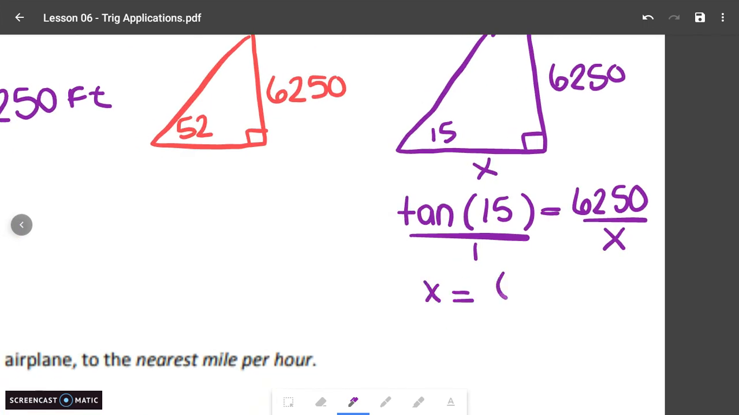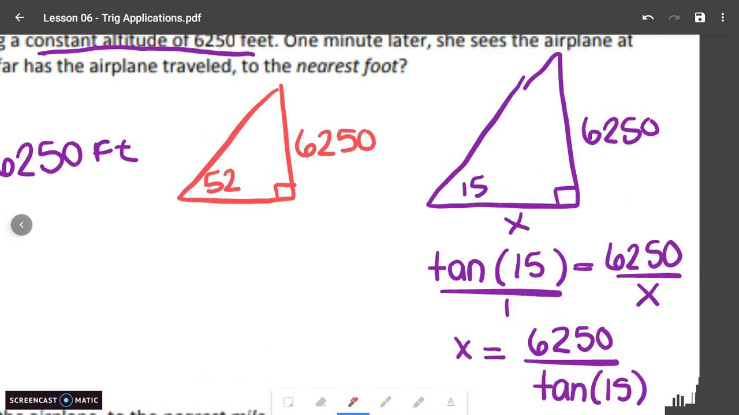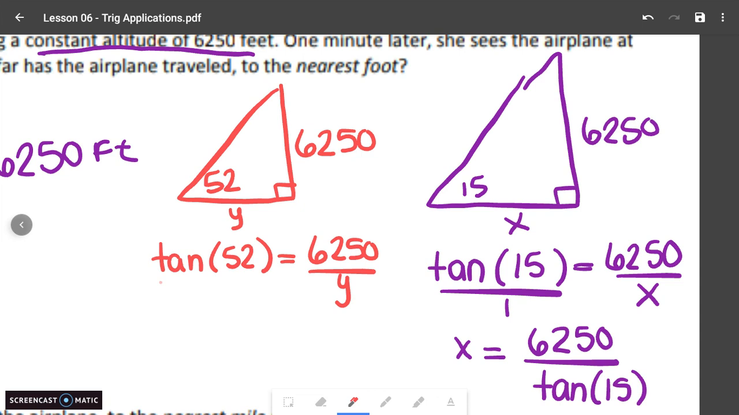So we cross multiply. And we'll do the same thing for the red one. We're looking for y. This time tangent of 52. When we cross multiply, we end up with 6,250 over tangent of 52.